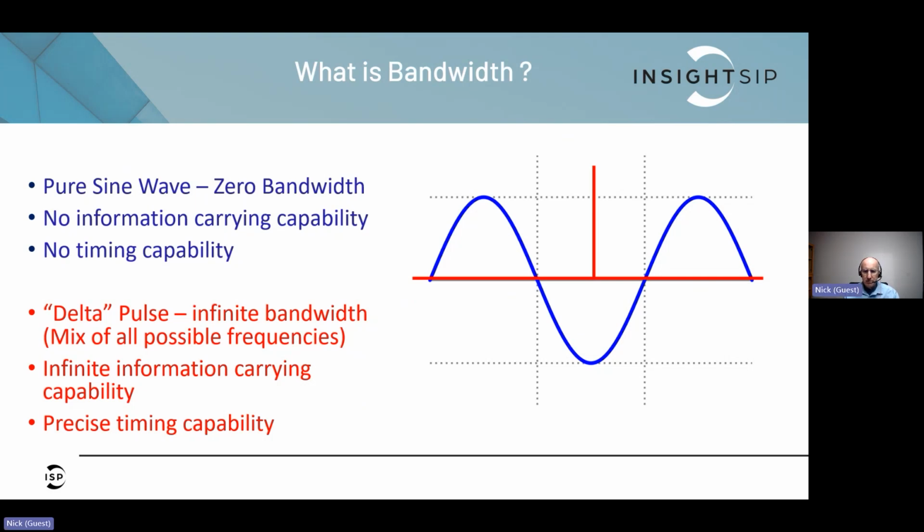So that's what bandwidth means when people talk about RF. It's the range of frequencies contained within a signal, because you need a range of frequencies to actually carry information. And then it's how wide that range of frequencies is. So that's all theory. In practice, of course, you can't have infinite bandwidth.